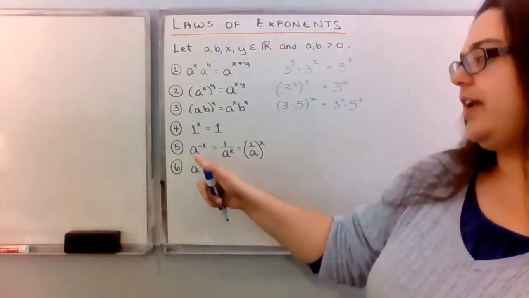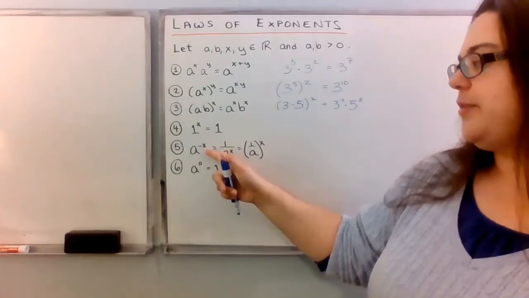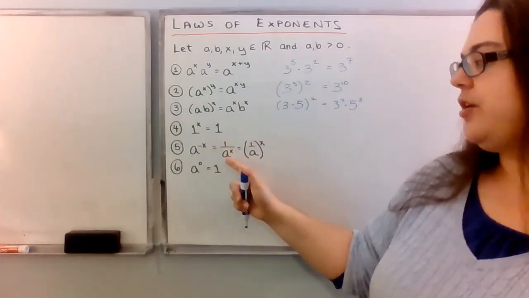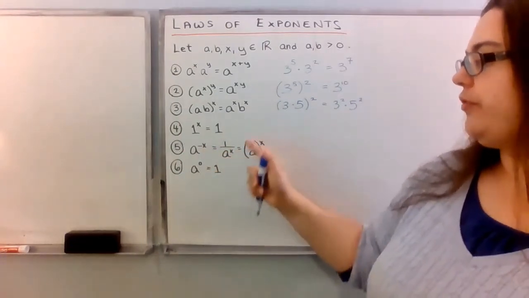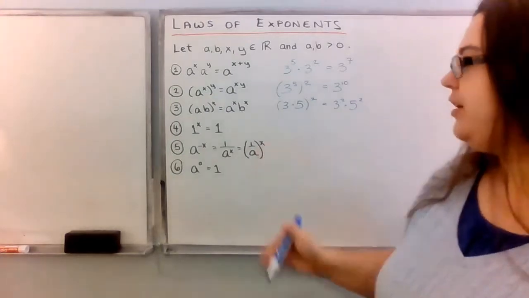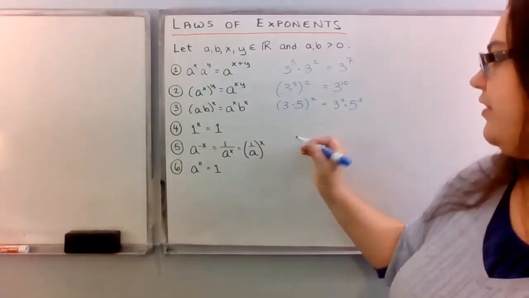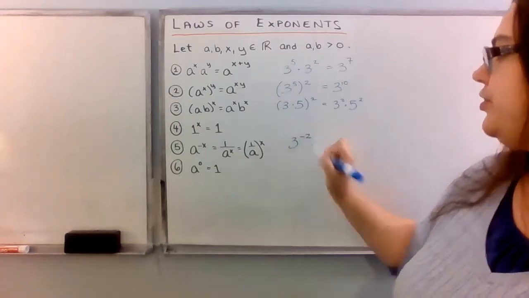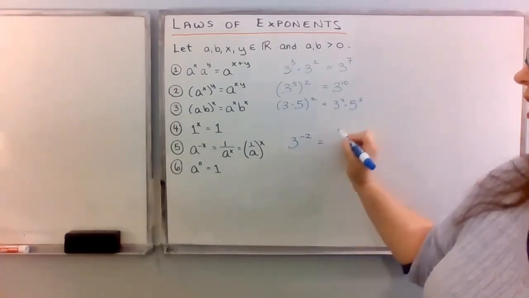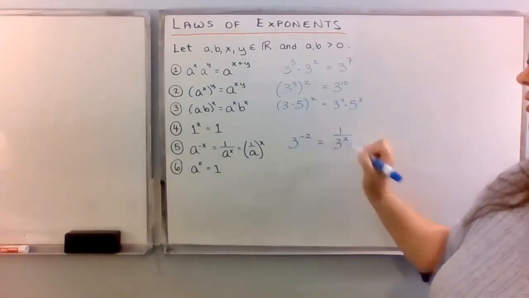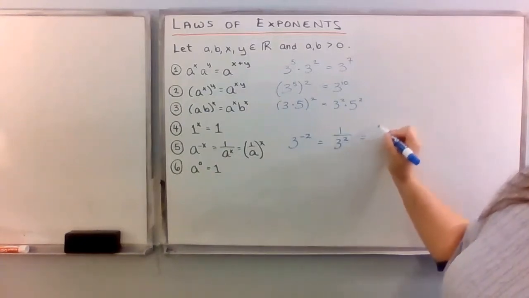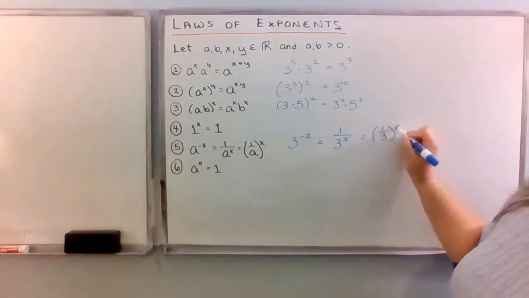If you have A to the negative X, that's the same as 1 over A to the X, or the fraction 1 over A to the X power. So for example, if I have 3 to the negative 2, I could think of that as 1 over 3 squared, or I could think of that as 1/3 being squared.